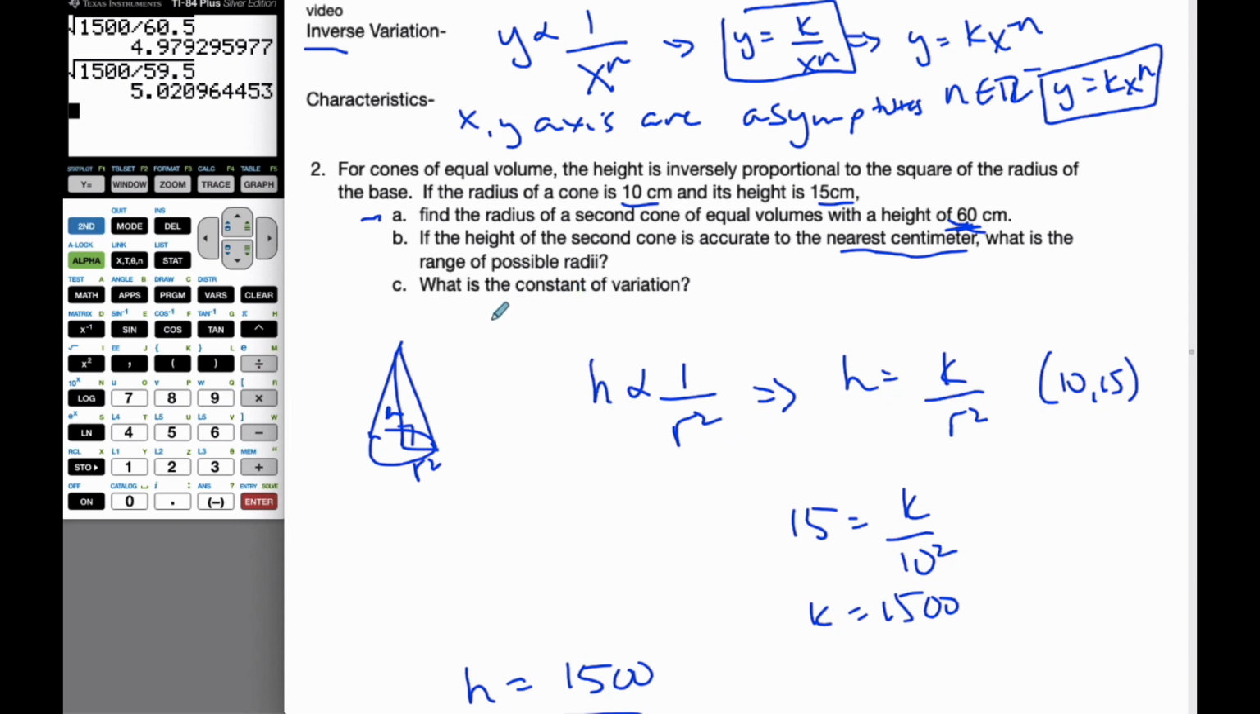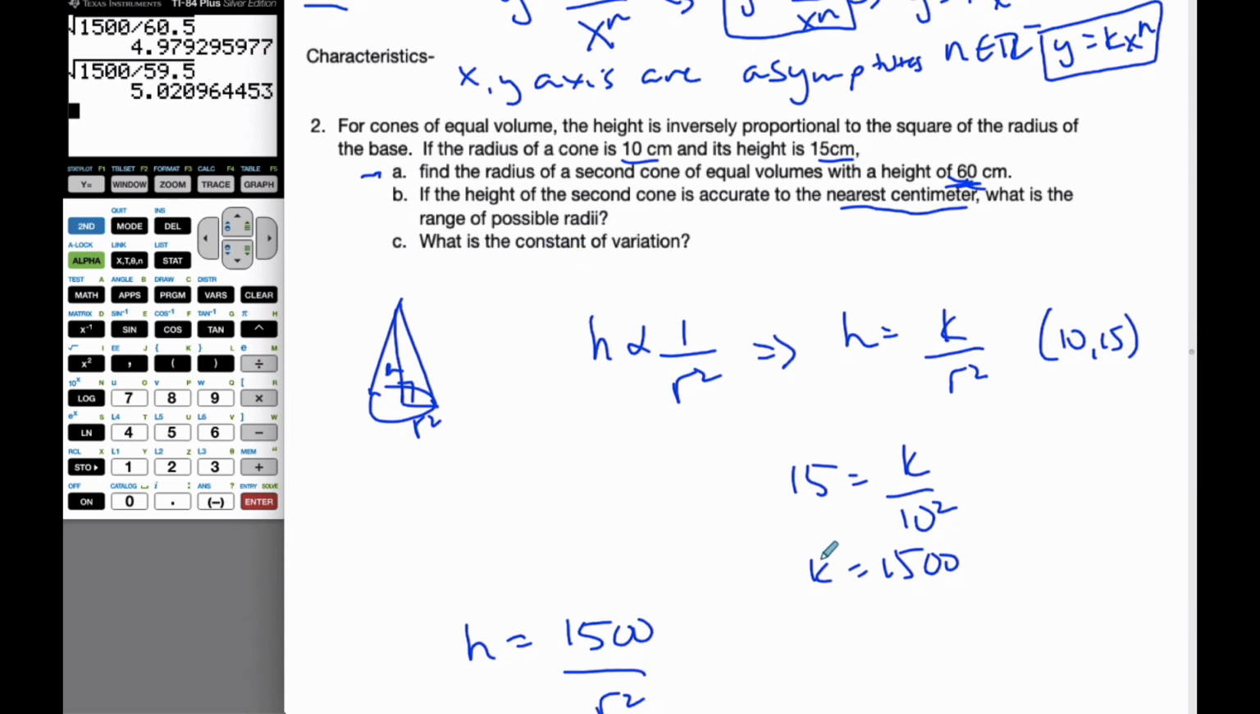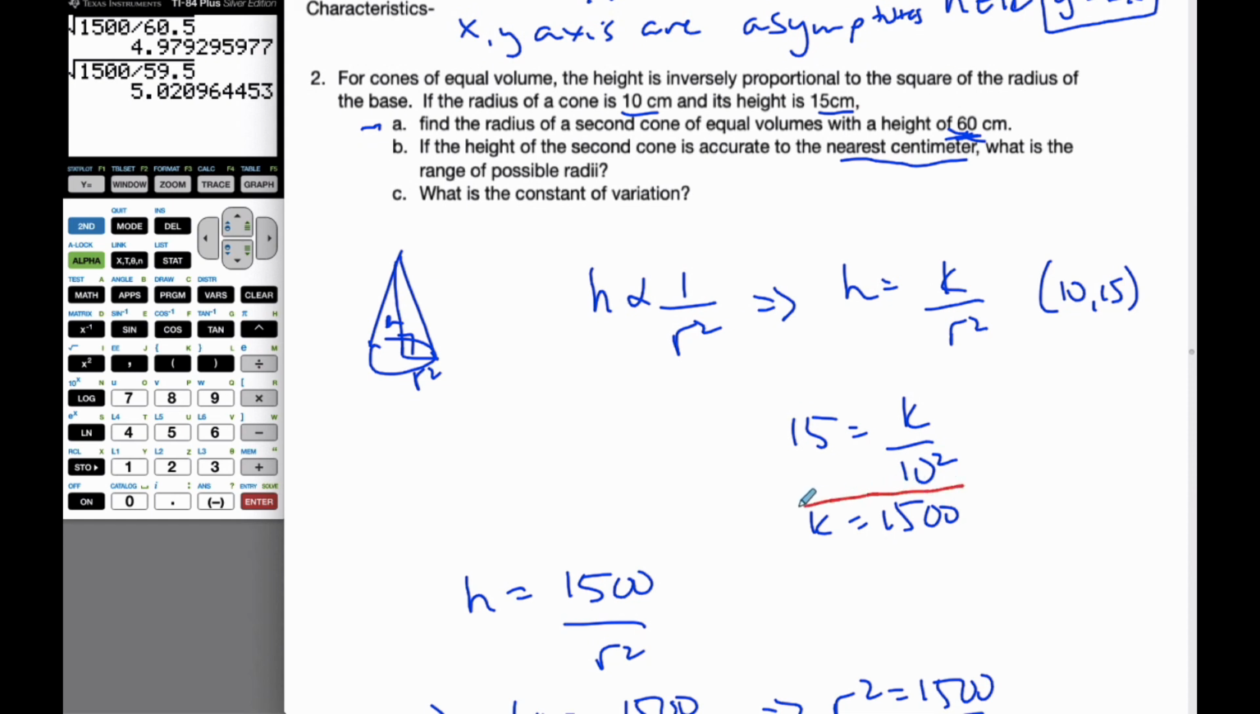And finally, what is the constant of variation? Well, this value here, k, is called the constant of variation. It's also called the constant of proportionality. I've heard it called that before. But it's the parameter that relates the two variables together.